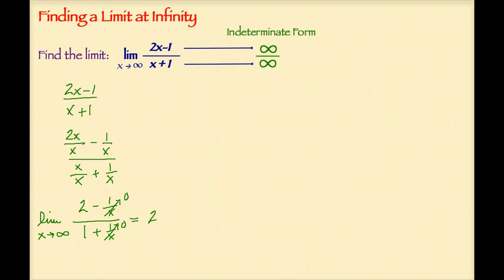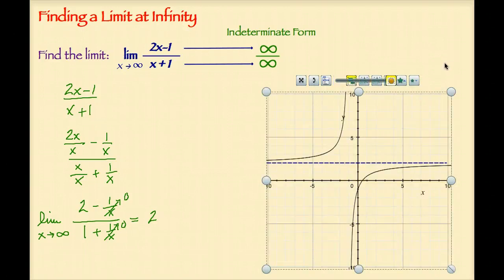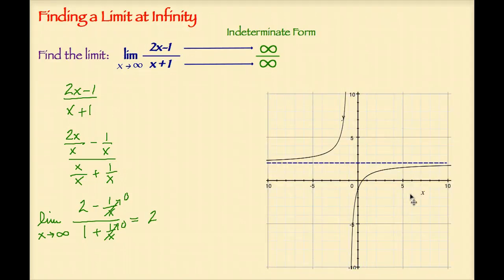When we look at the graph, we will see that our analysis verifies what we see here. The horizontal asymptote is 2, and as x gets very large or very small, you can see the function is approaching 2.